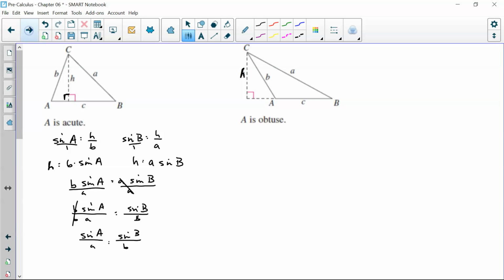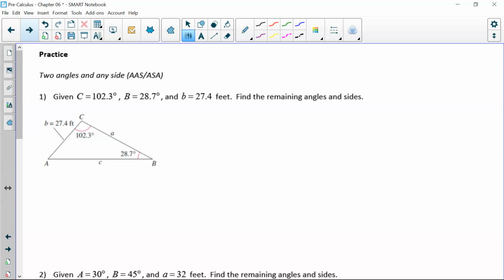Let's look at some applications. For problem number 1, it is an obtuse triangle. We're given that the measure of angle C is 102.3 and the measure of angle B is 28.7. So we can find the measure of angle A to be 49 degrees. So there is angle A, and that's 49 degrees because it's a triangle and the sum of the angles is 180.